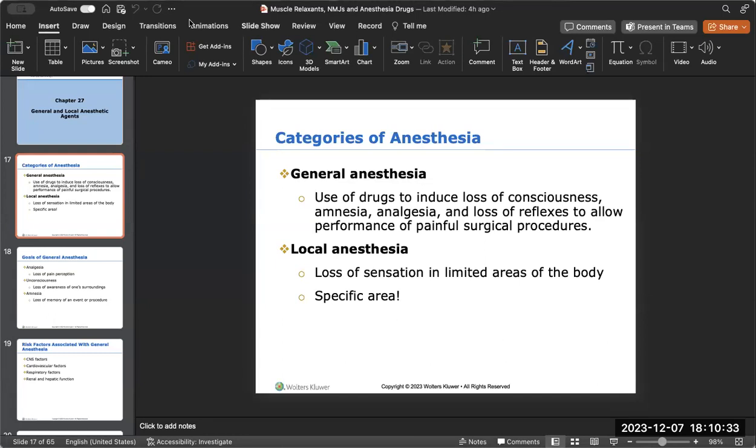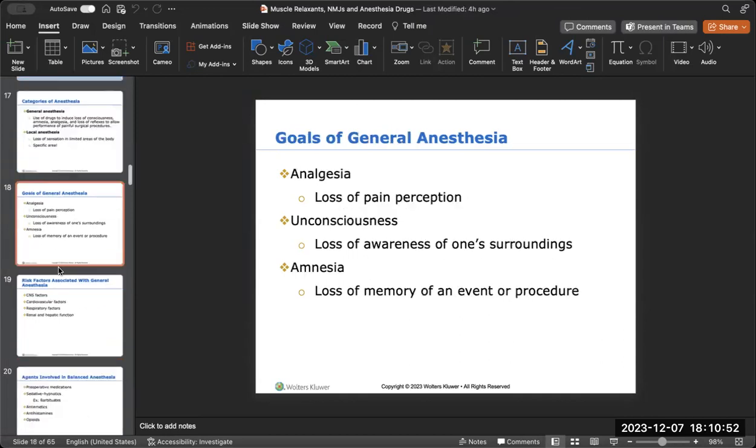Whereas general is, I don't know if anyone's ever had a wisdom tooth surgery or knows someone who has. I had one, and you give that like laughing gas, to knock them out and let them go through this whole process. That is an example of a general anesthetic.